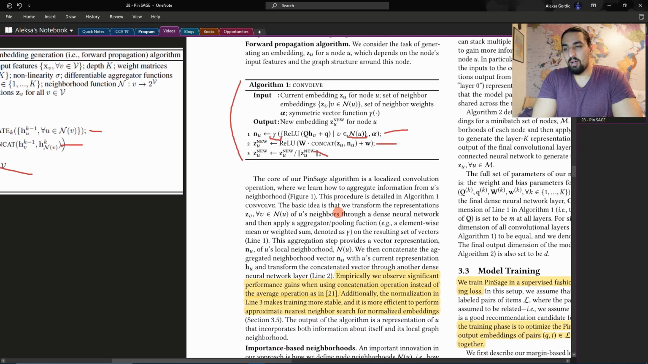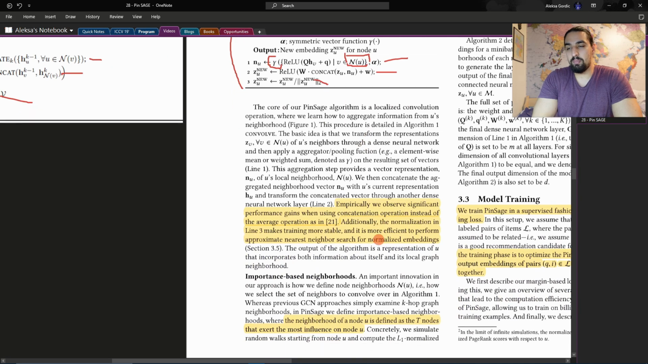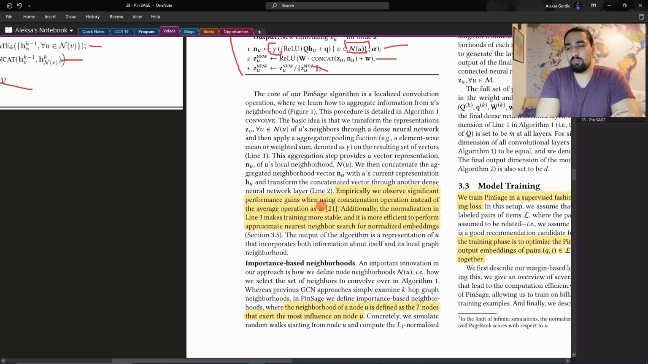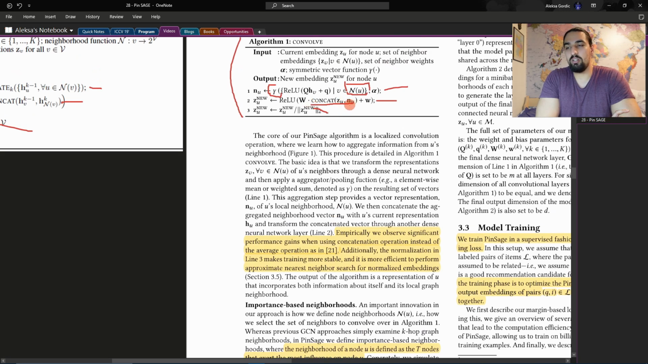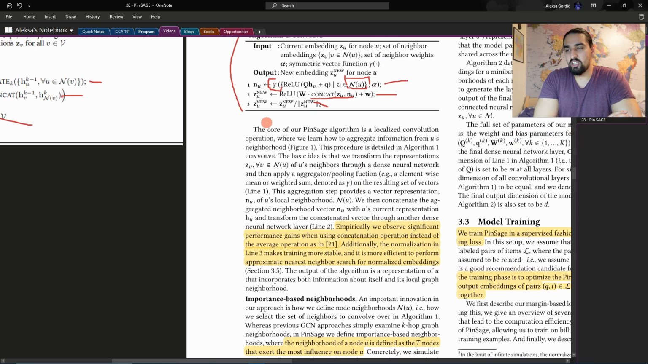So a couple more notes before I explain the importance pooling and the neighborhood sampling. They say here, empirically we observe significant performance gains when using the concatenation operation instead of the average operation as in 21, which is the GCN paper. So they showed empirically that it's better to use concatenation than what GCN did, which is pretty much a scaled, weighted mean of these features. And secondly, the normalization part, in line 3, makes training more stable, and it's more efficient to perform approximate nearest neighbor search for normalized embeddings.